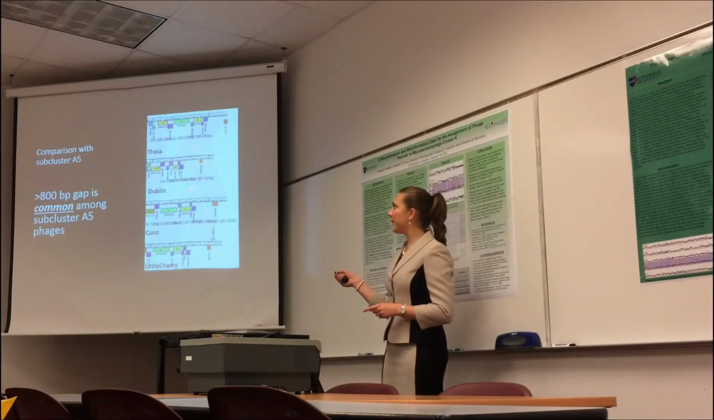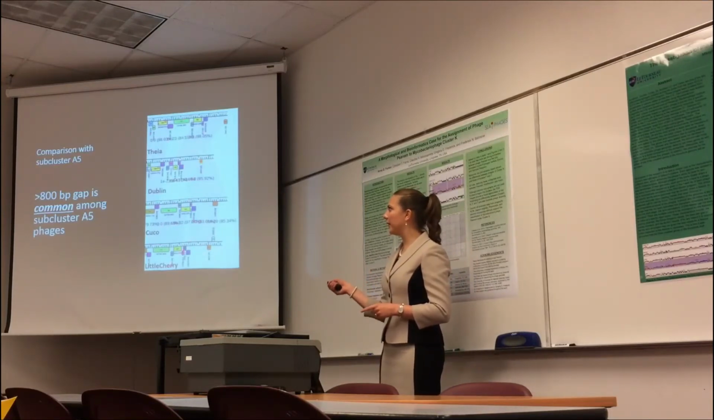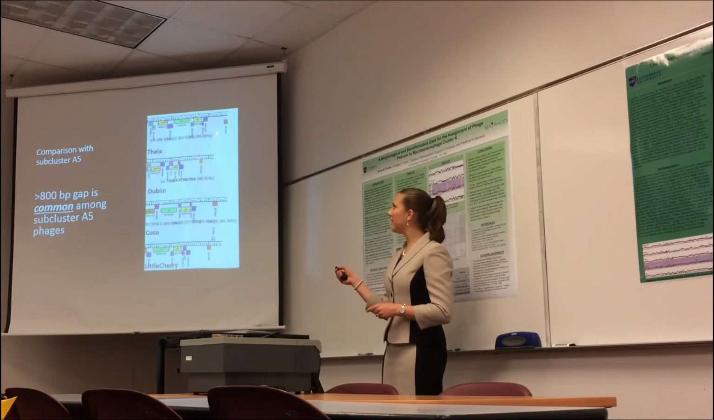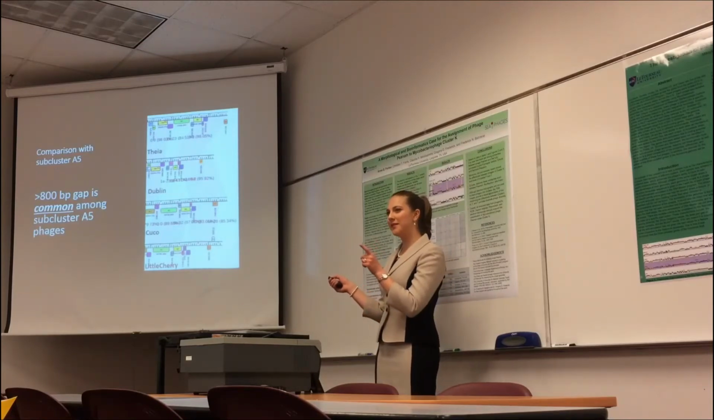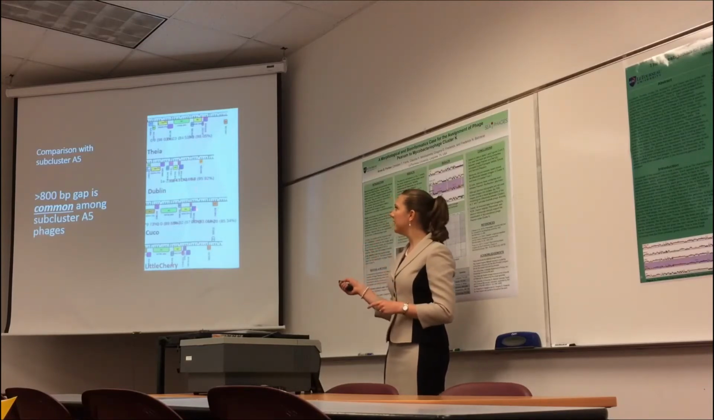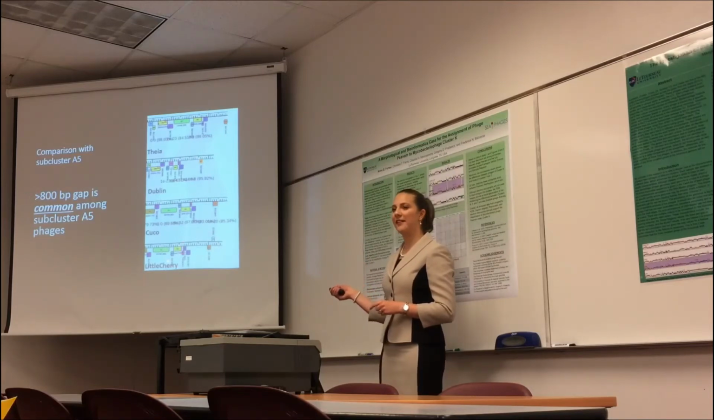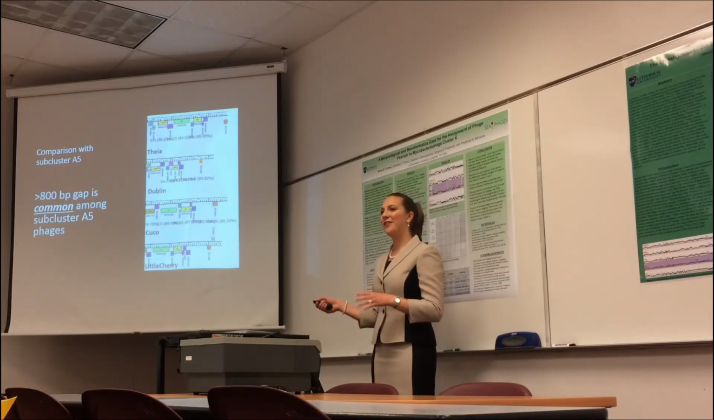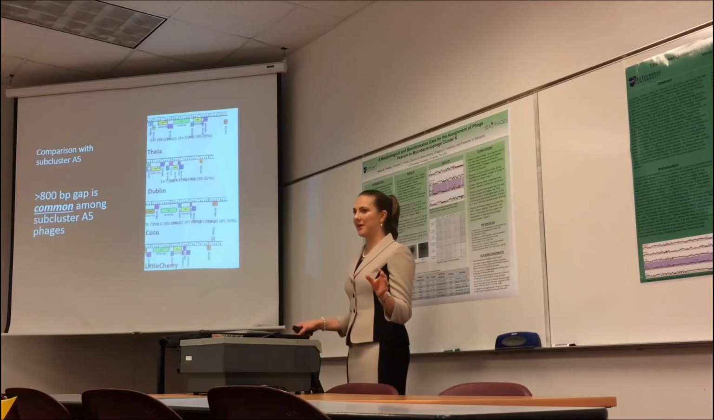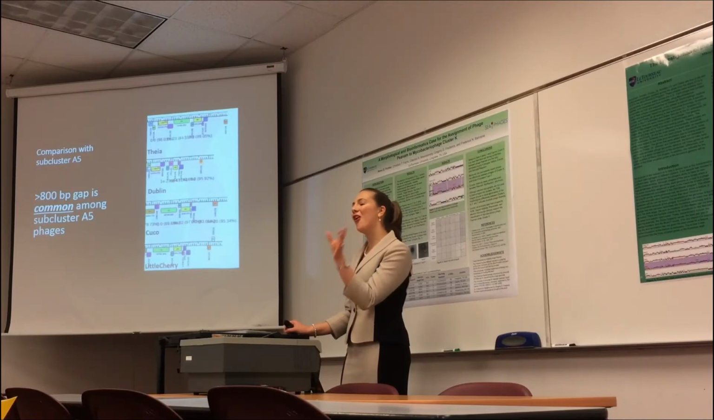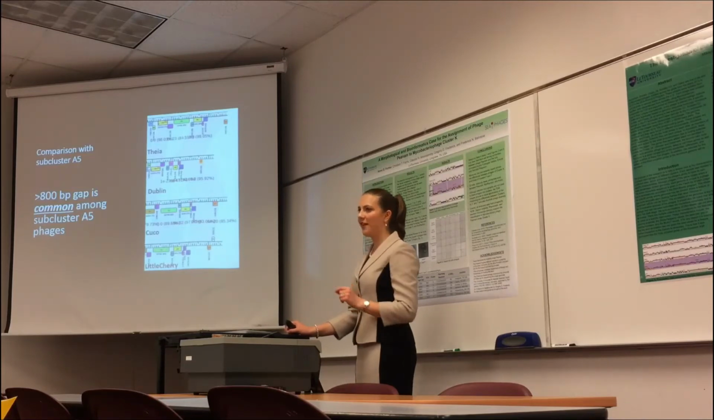So we made a FAMRater map comparing Dublin to Thea, Kugo, and Little Cherry. And look at that. Not only does Dublin exhibit this gap, but so do Thea, Kugo, and Little Cherry. So, based on this, the 800 base pair gap is not just some anomaly in a single phage, it's rather a hallmark of subcluster A5.